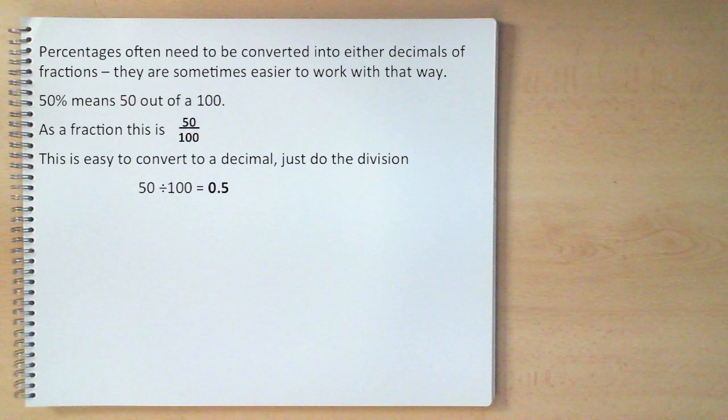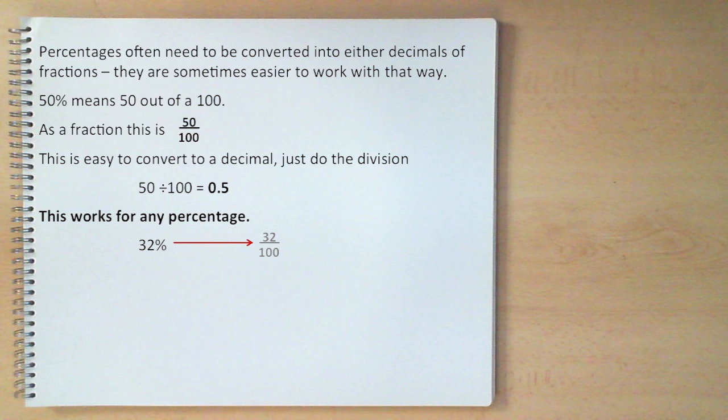50 divided by 100 is equal to 0.5. You should be very easily able to divide numbers by 100. There is a video that explains this in the number section. This works for any percentages we've just said. So let's take 32%. 32% is 32 over 100.